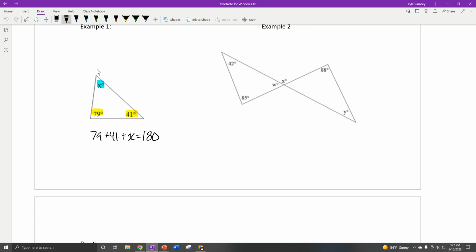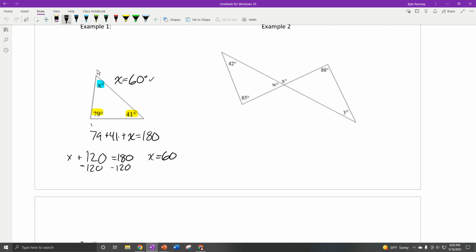So 1 plus 9, that's going to get us a 0. We carry that 1 up there. So 7 plus 4 is 11, plus 1 is 12. 120 plus X equals 180. Subtract the 120 from both sides, and we have X equals 60. So in this first one, X is equal to 60 degrees, and we're pretty much done.